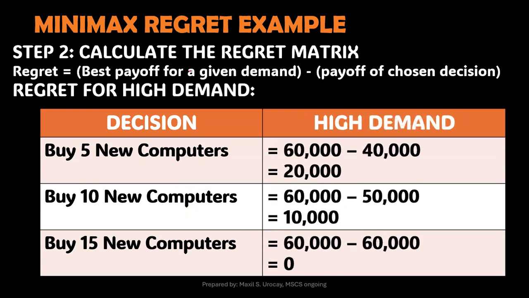Right now, for high demand, the best payoff we identified earlier is 60,000. So 60,000 minus the 40,000 of 5 new computers equates to 20,000. For buying 10 new computers, it will be 60,000 minus 50,000, which is 10,000. Then 60,000 minus itself is 0. So that's the regret for each demand case.